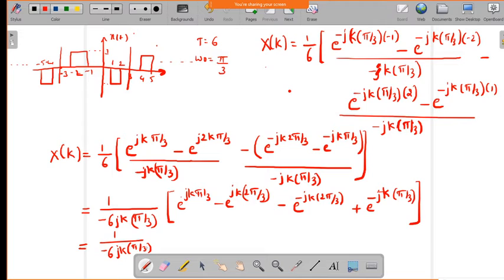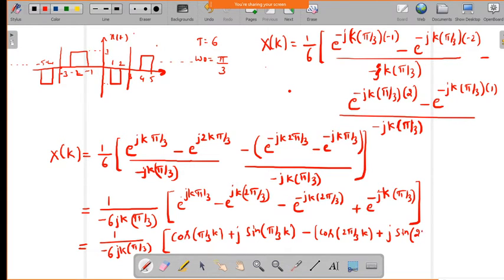So expand: cos of (π/3)k plus j sin of (π/3)k. Okay, so this minus, you expand this one, which is cos of (2π/3)k, minus j, sorry, it's not minus, it is plus, because here it is plus, so plus j sin of (2π/3)k. Okay, so this is the first term.